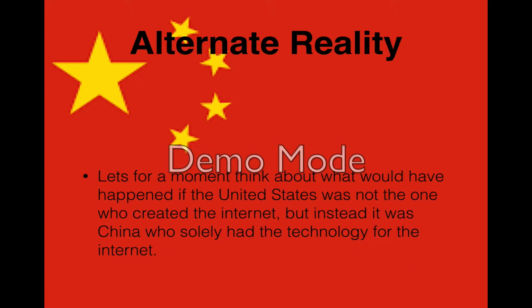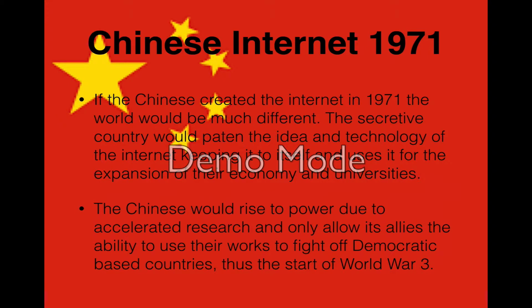So basically, they would use it for themselves, with the same idea of sharing information and technology. Now, if they created the internet in 1971 like we did, the world would be much, much different. They would basically patent everything, not allowing anybody else to use the internet, except for those people that they deem necessary, as in their allies.